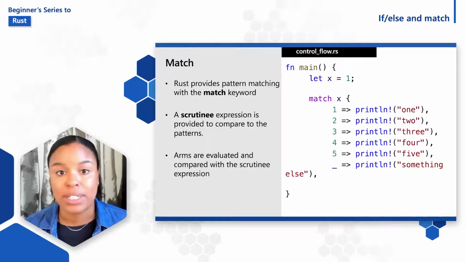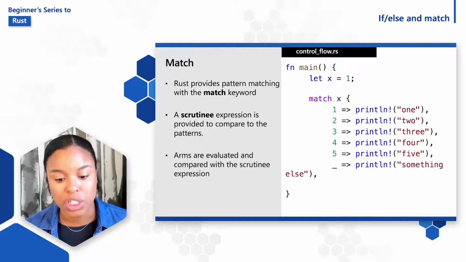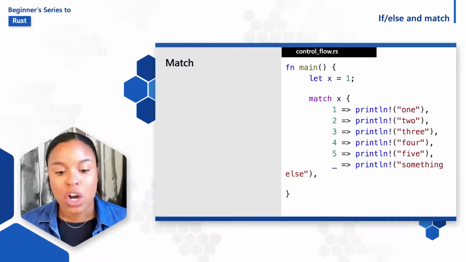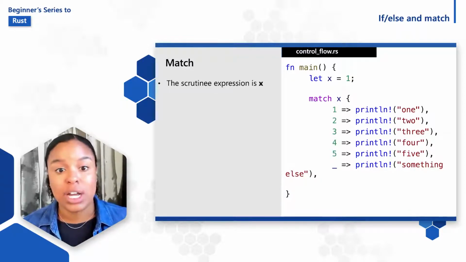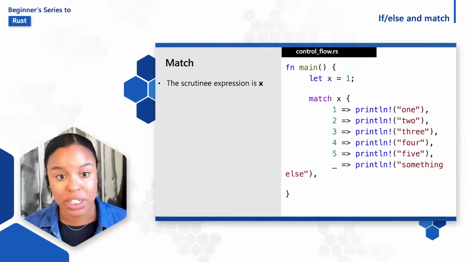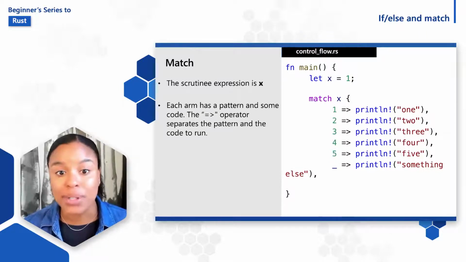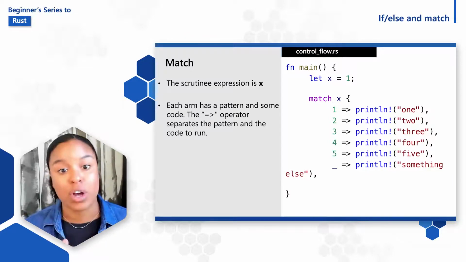Here is a simple example of a match expression where we have a value of x is equal to 1, match for x, and the values 1, 2, 3, 4, 5, and then something else at the end. So what's happening here is that the scrutiny expression is x with the value of 1 and is compared with each of the arms in the match expression. Each arm has two parts, a pattern and some code. The arrow operator separates the pattern and then the code to run.